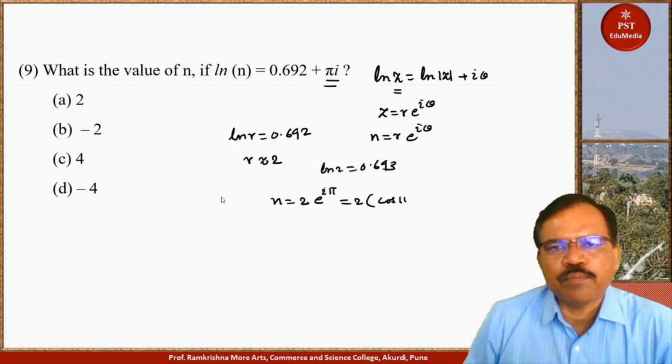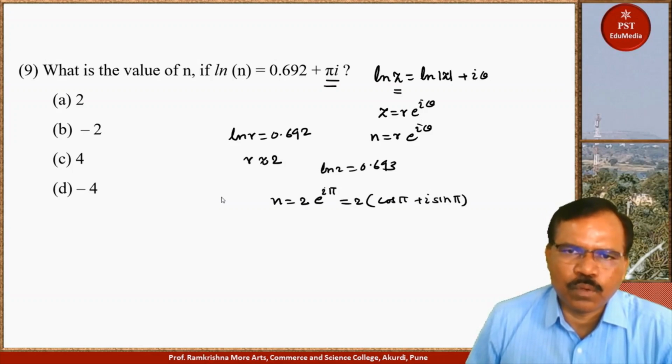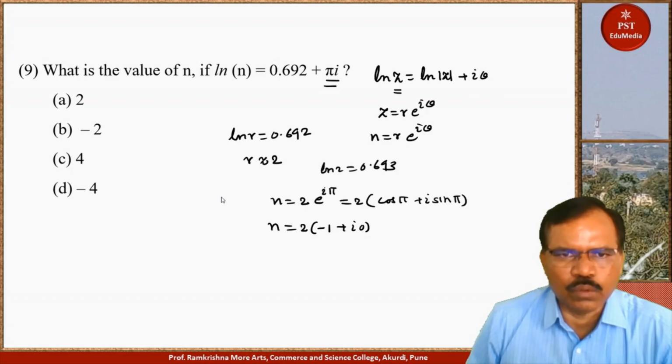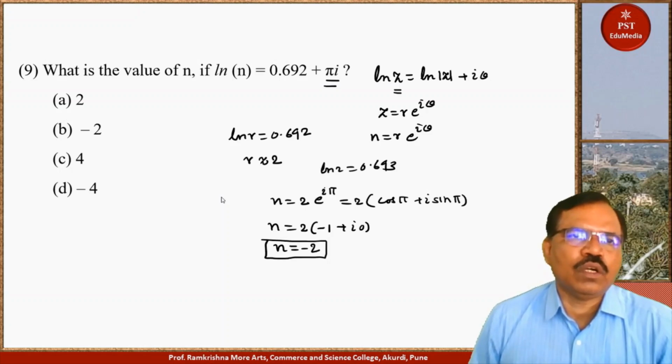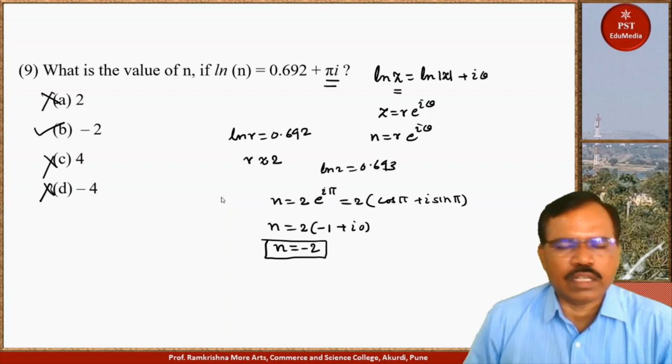that means 2 times cos pi plus i sin pi. This is the polar form. So n is equal to 2 times cos pi, which is minus 1, plus i times 0. So n is equal to minus 2. So out of 4 alternatives, A is 2, so this is not correct. B is minus 2, this is correct. The others are not correct.